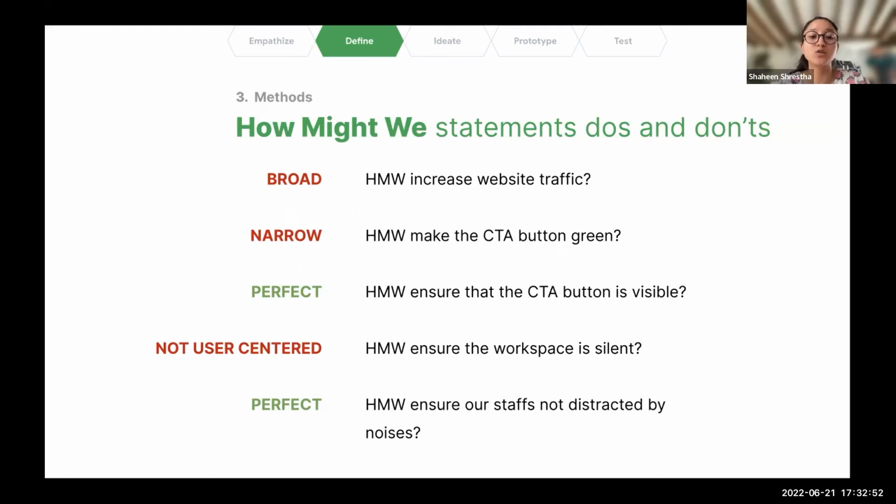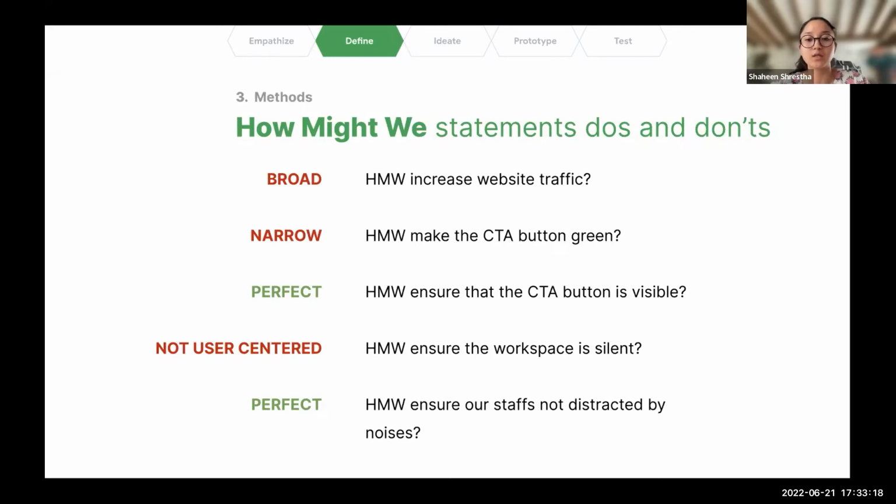So broad. So in terms of broad, so how might we increase website traffic? So this is a very broad statement. यसमा चाहिँ broad when the statement is too broad, then hamro key findings, hamro answers will also turn out to be very vague, and we don't want that. Whereas we also don't want it to be too narrow as to say, how might we make the CTA button green? This is very narrow.